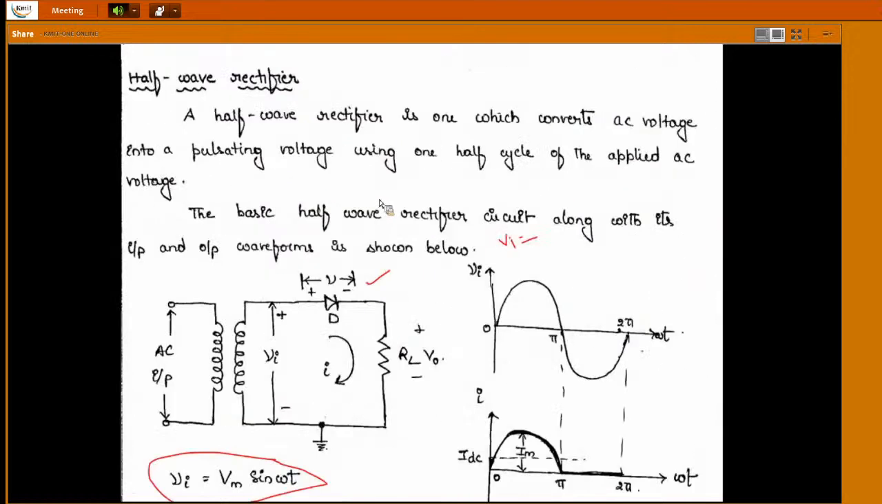Now see, here two types of resistance are there. The diode has a forward resistance. In the forward bias, it offers some forward resistance, which I am calling RF. It is a very small resistance, in series with your RL. That's why, whenever you are considering the resistance, it is RF plus RL.